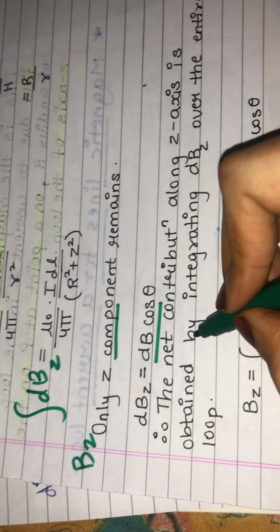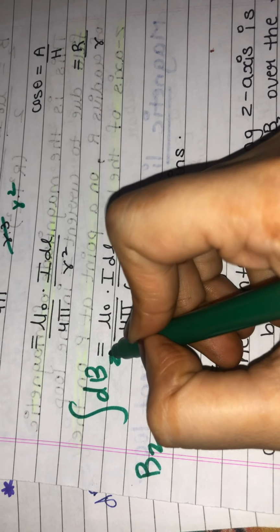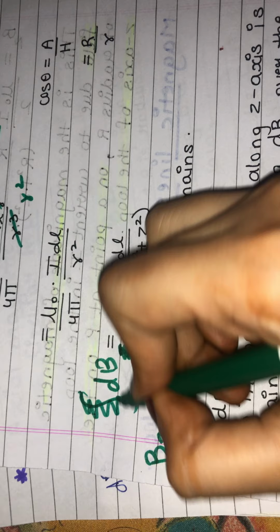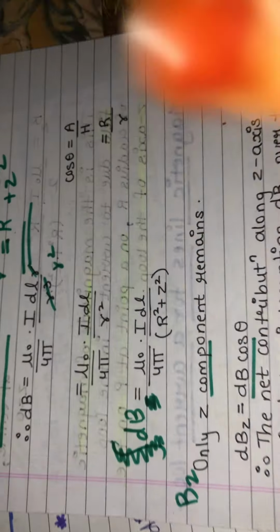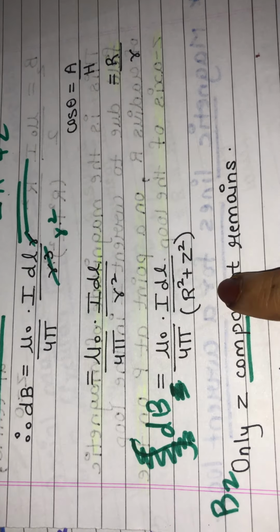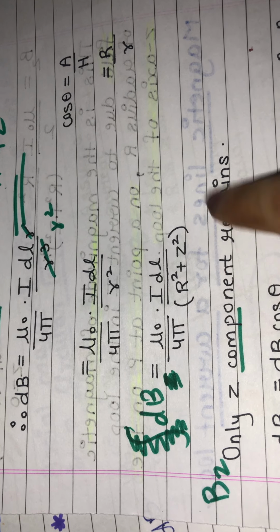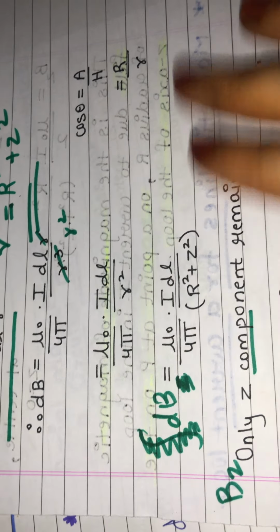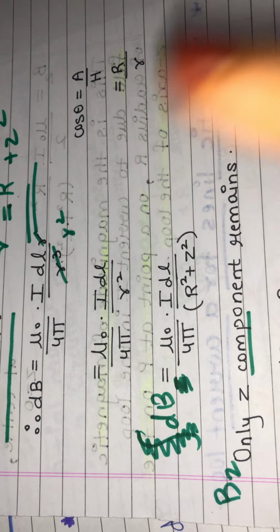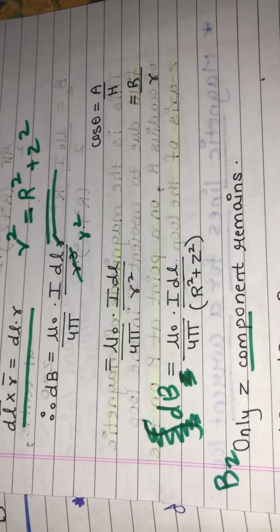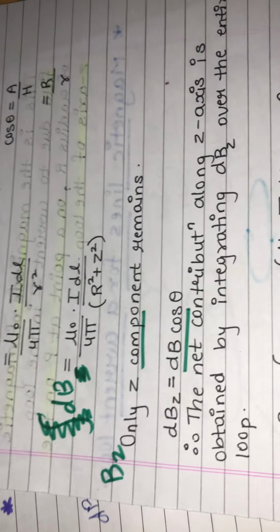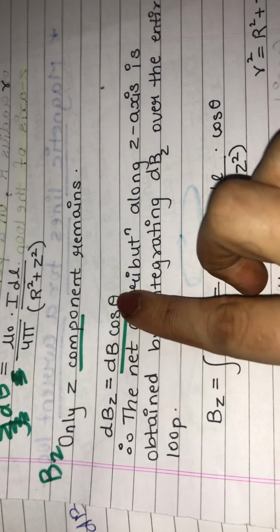Sorry, this is my dv. I've confused. R is written in form of r square plus z square, so this is my dv. Here it is not dvz, this is my dv. You just remember this is my dv. Please do not get confused. dvz is dv cos theta.